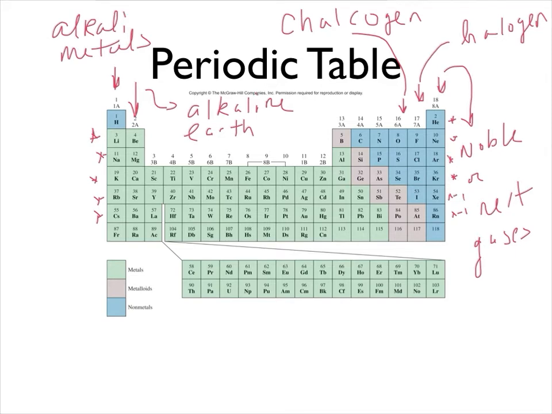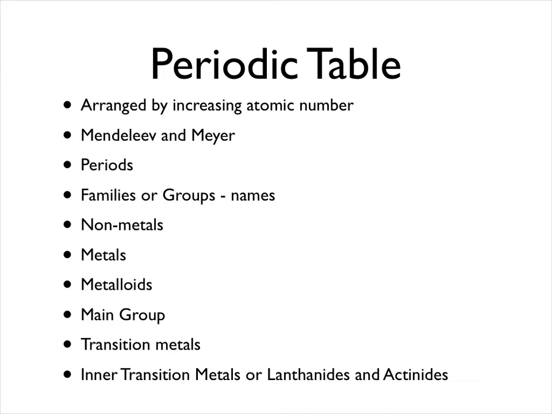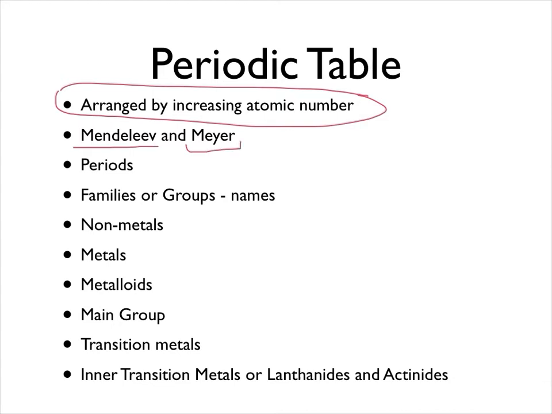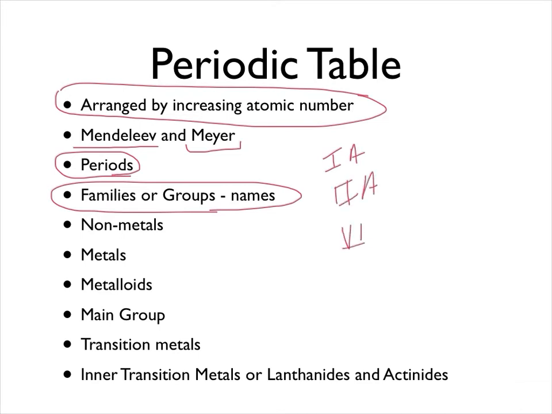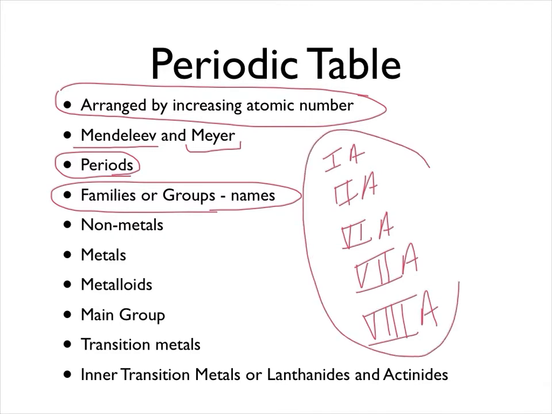So we've just scratched the surface of all the things that a periodic table can tell us. We're going to come back to it in Chapter 8 after we learn a little bit more chemistry and how things react. So as a review, the things that are very important about the periodic table so far is how it's arranged by increasing atomic number or increasing number of protons. It was put together by Mendeleev, but there was also another guy who came to it on his own. We don't talk about him too much, but the guy named Lothar Meyer. The rows are the periods. The columns are families or groups, and they've got those names. Remember, group 1A, group 2A, group 6A, group 7A, and group 8A are our special ones that we need to know the names for.